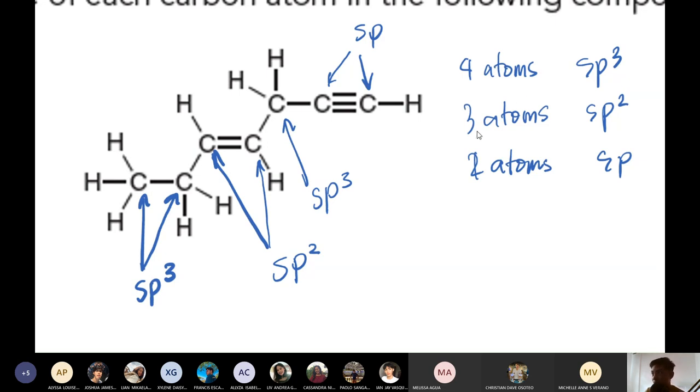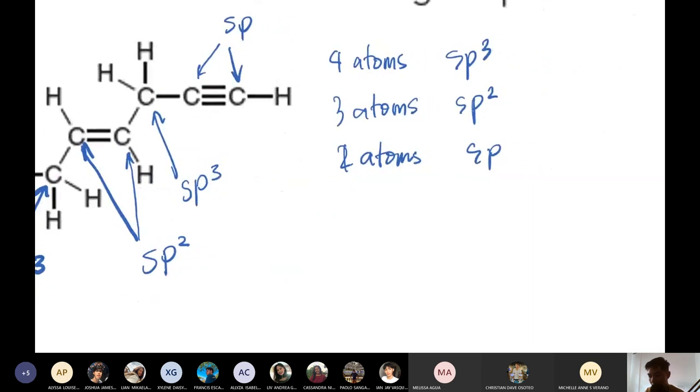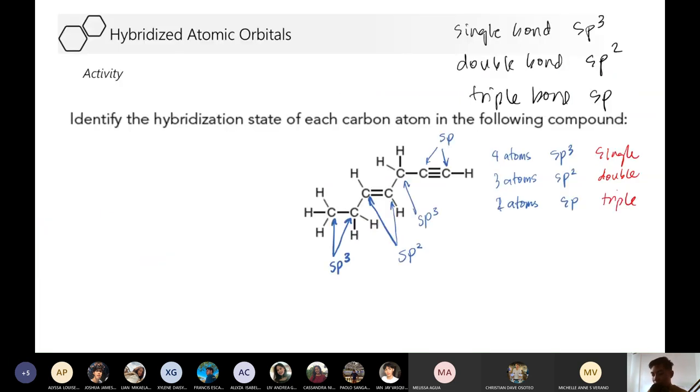Okay? You can also do it on the basis of bonds. If all are single bonds, it is sp3. If there is one double bond, it is sp2. If there is a triple bond, it is an sp hybridized atom. Okay? Those are the shortcuts you can use.